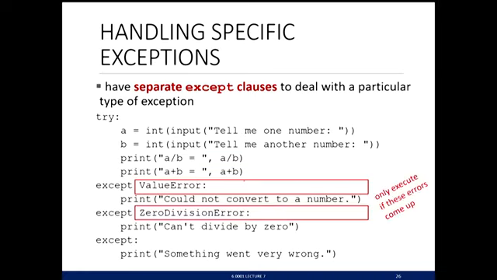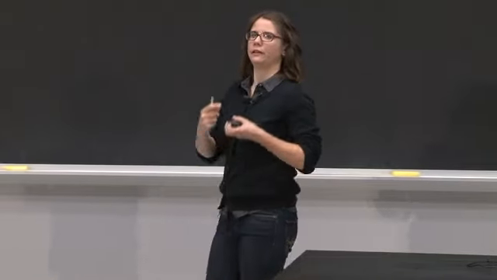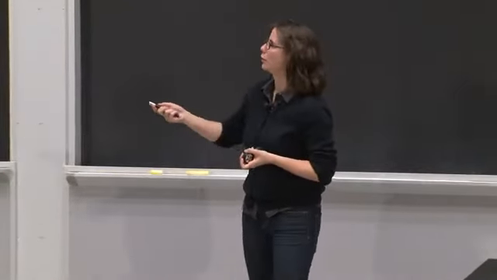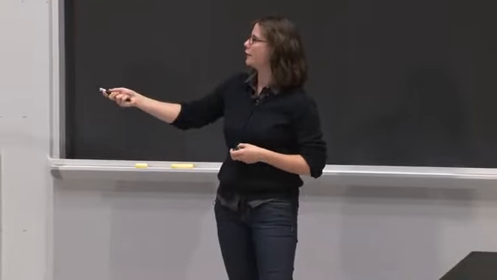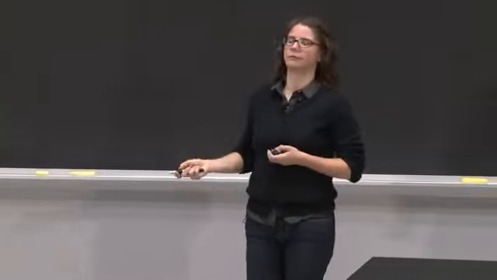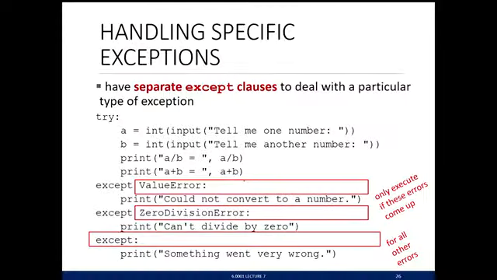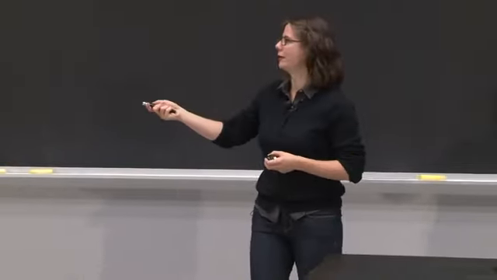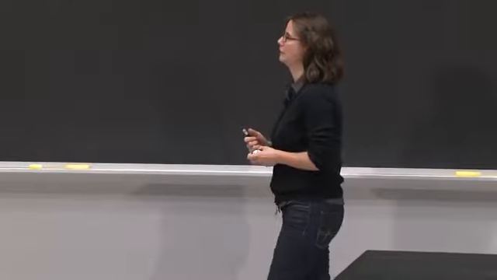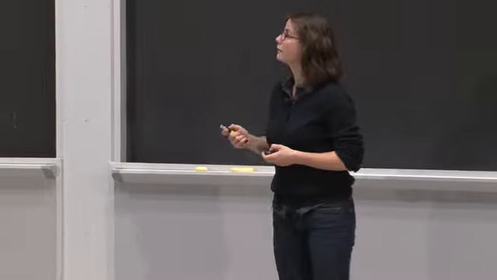Okay? So you can think of these different except blocks as sort of if, else if statements except for exceptions. So we're going to try this, but if there's a value error, do this. Otherwise, if there's a division error, do this. And otherwise, do this. So this last except is actually going to be for any other error that comes up. So if it's not a value error, nor a division error, then we're going to print something went very wrong. I couldn't even try to make the program come up with any other error besides those two.